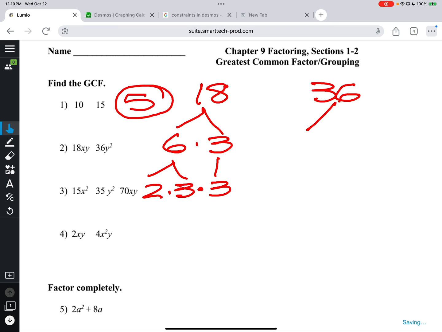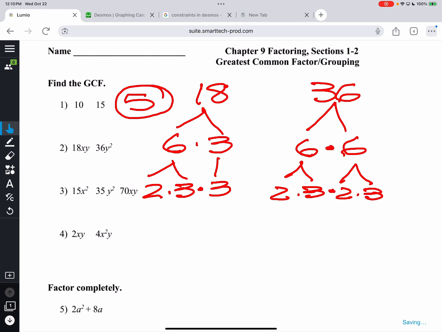And then 36, what could you use? 6. Okay, we could do 6 times 6, and then 6 is 2 times 3, and 6 is still 2 times 3. And then we're looking at what they share. So, do they share a 2? Yes. You write it down one time. Do they share a 3? Yes.